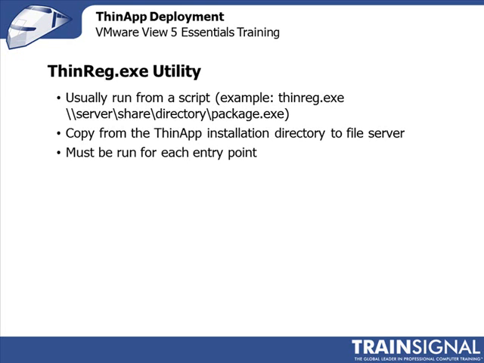Now when you add these thinreg commands into the script, you need to make sure to add one line for each entry point. Otherwise it won't be registered. The big advantage here is that when registering a package like Microsoft Office that has multiple entry points, you can easily register certain entry points for certain users, and not necessarily have to give users access to all entry points when all they need is one or two.